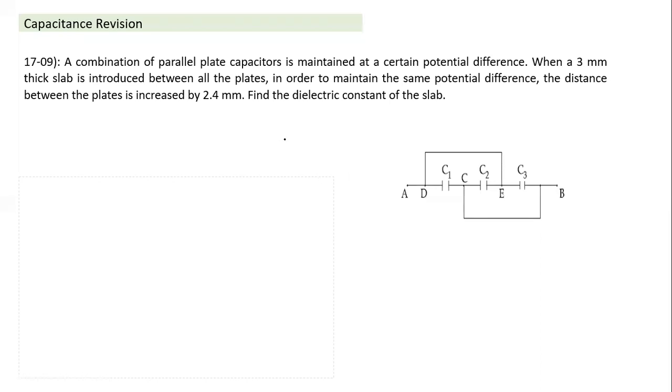So this is the question here. A combination of parallel plate capacitor is maintained at a certain potential difference. When a thin slab is introduced, in order to maintain the same potential difference, the distance between the plates is increased by 2.5 mm. Find the dielectric constant of the slab.